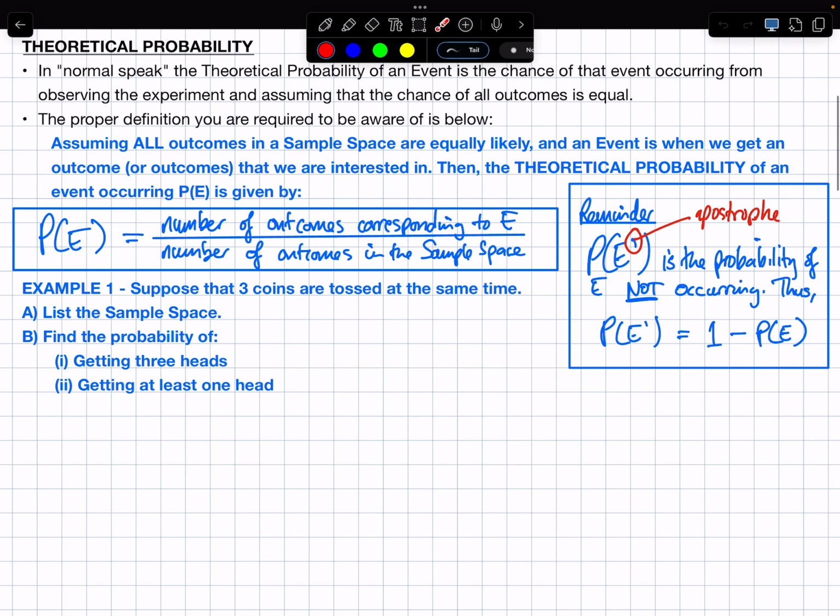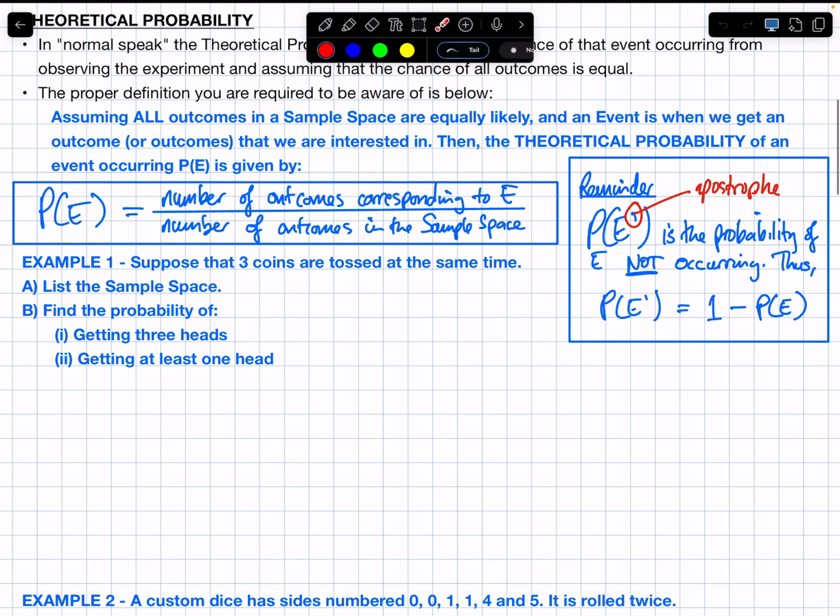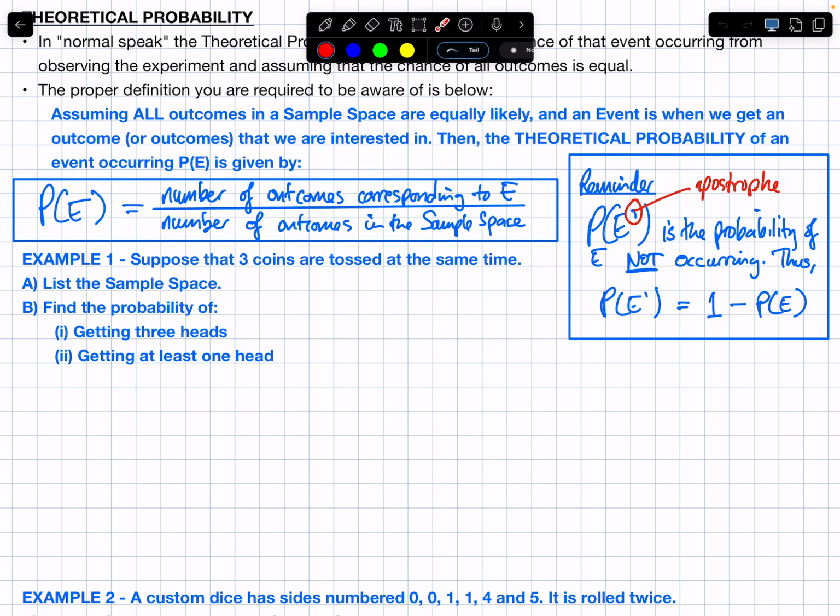So assuming all the outcomes in a sample space are equally likely, and an event is when you get an outcome that I care about, then the theoretical probability of an event occurring is this. The probability of an event E is the number of outcomes that correspond to E, divided by the number of outcomes in the sample space.